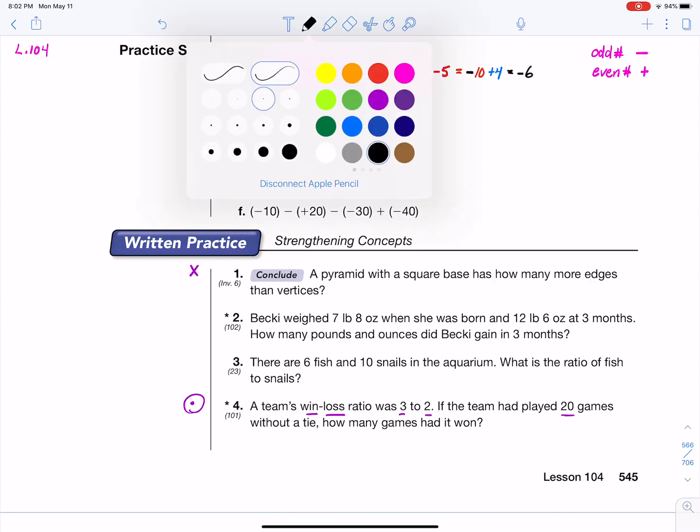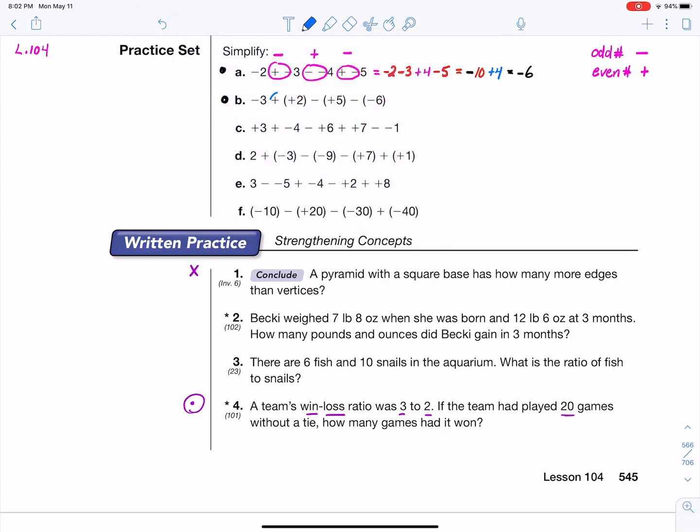The next problem, do the same thing. I need to look between the numbers first and limit that down to one operation. So the first grouping, I have a positive and a positive, so it's going to be addition. Second grouping, I have a negative and a positive, subtraction because it's one negative. Last grouping, two negatives, I'm going to be adding. This gives me negative 3 plus 2 minus 5 plus 6.